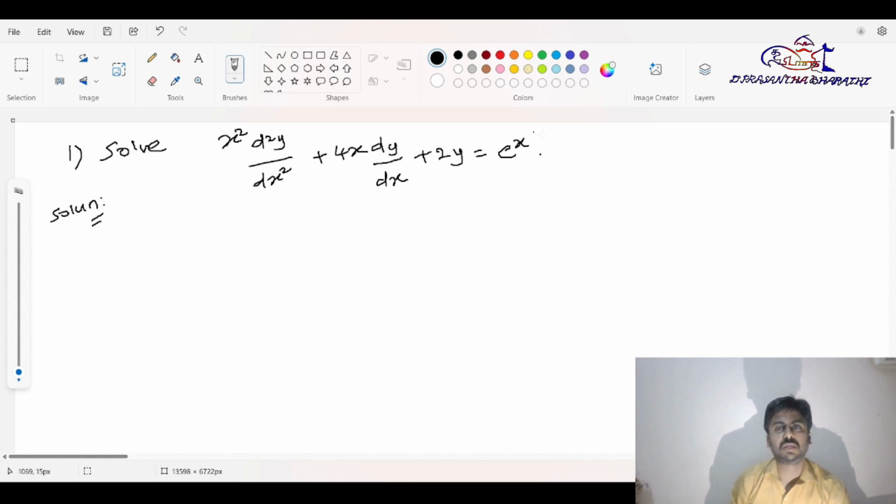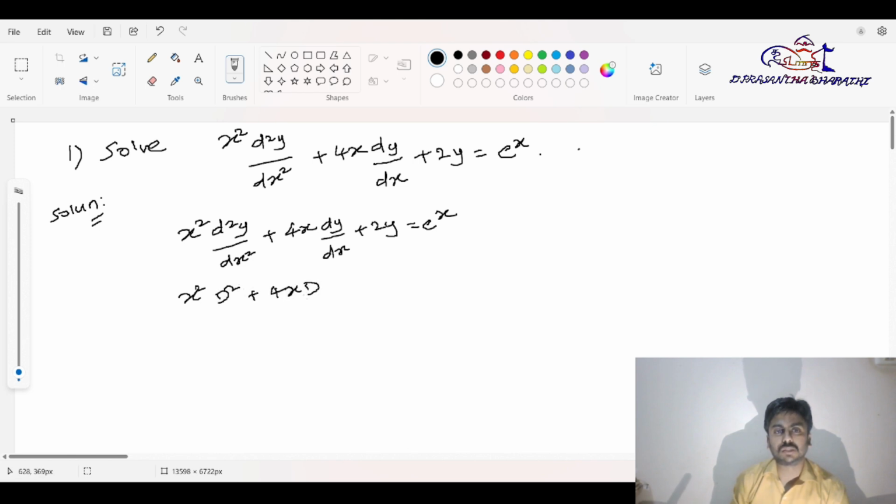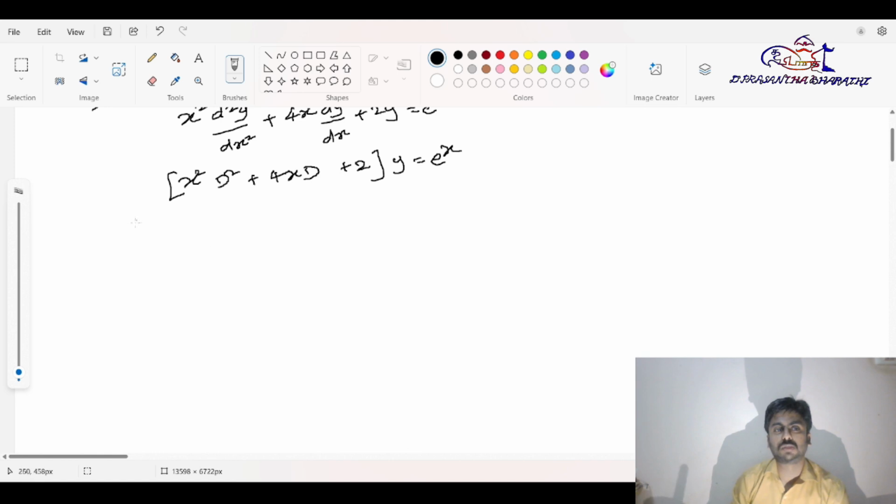As I have mentioned already, the given problem is of Cauchy type. So in between the problem I shall tell you what to do when a given problem is of Cauchy type. So solution, first write the given equation: x square d square y by dx square plus 4x into dy by dx plus 2y equal to e power x. The operator form for this is (x square d square plus 4xd plus 2) into y equal to e power x. Now you can say the given problem is of Cauchy type.